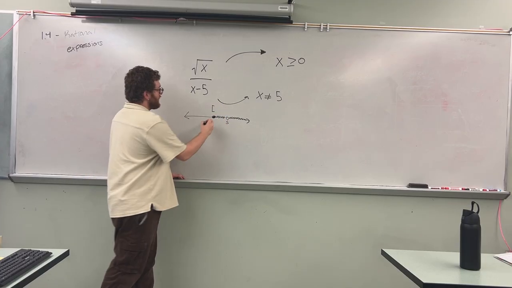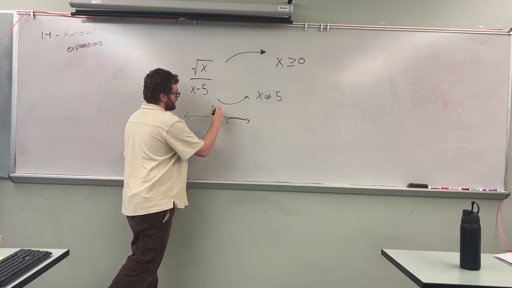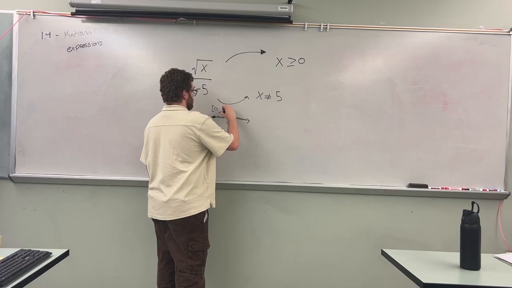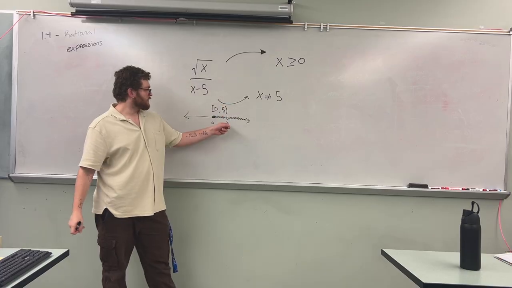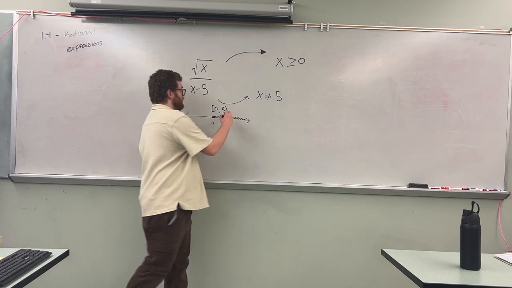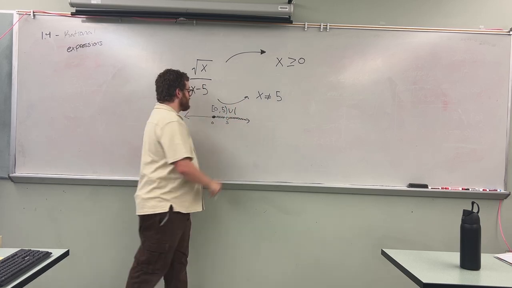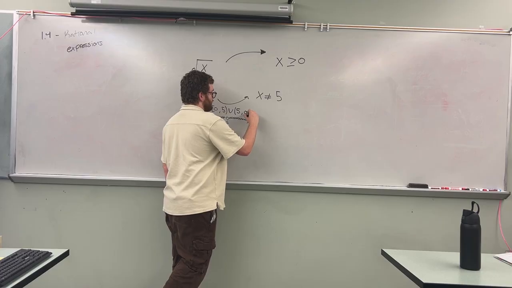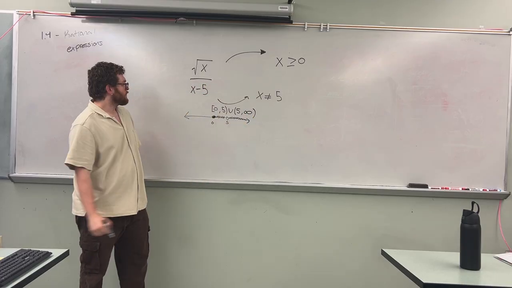So I can start at 0, be equal to 0. I go up to 5, but I do not include it. So I've got an open circle here, because I can't equal 5. And with that, I'm going to go from 5 off to infinity. So that's my domain.